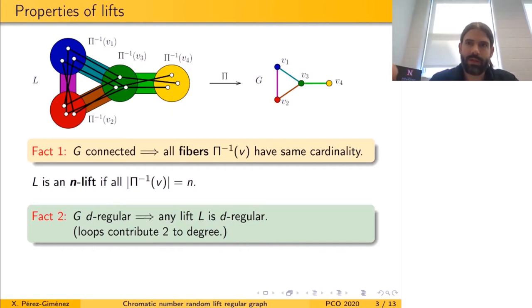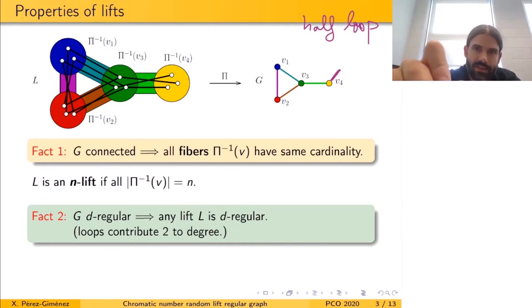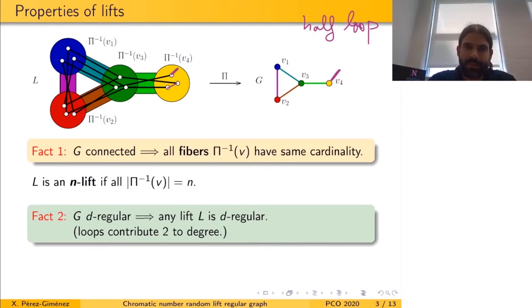There is also a notion of half loop. I don't want to talk much about it. I'll just mention that very briefly. Half loops are like loops that contribute only one to the degree. You can think of these as a pendant edge that's not attached to anything else. I'm not going to define what covering map means here, but for a lift of a base graph that has a half loop, I would have to add a one-factor to the corresponding fiber. A one-factor would be a matching plus maybe some additional half loops. But I'm going to ignore half loops for the rest of the talk. Just wanted to mention their existence.